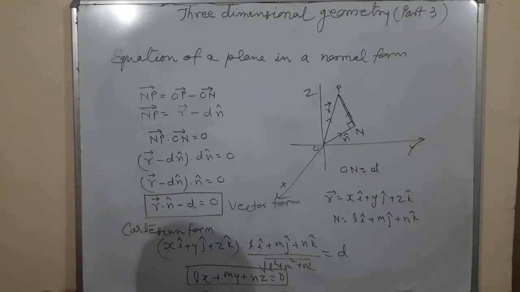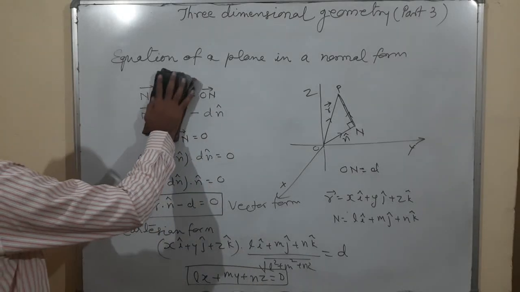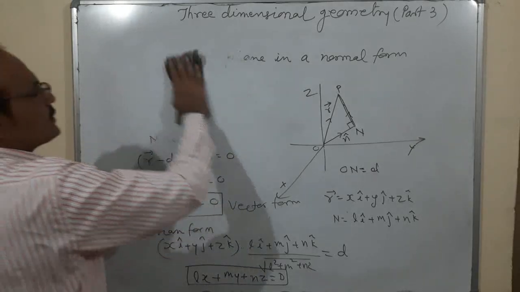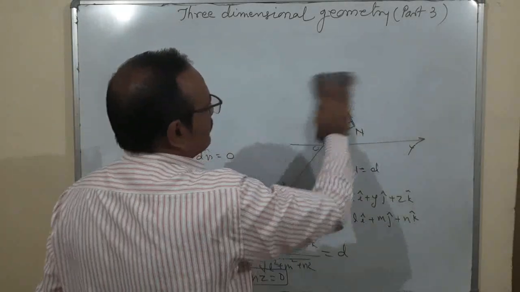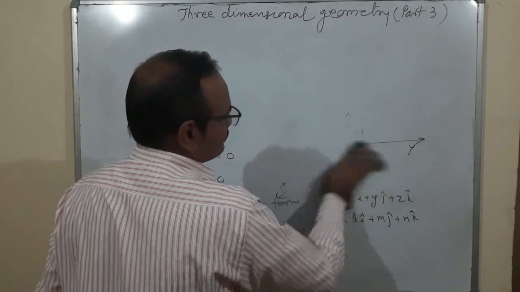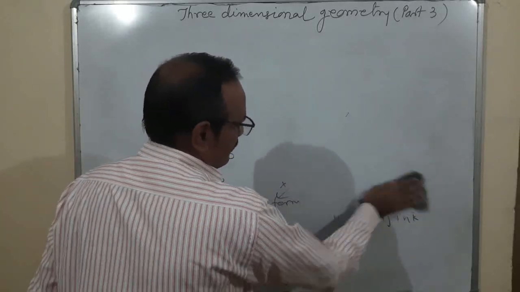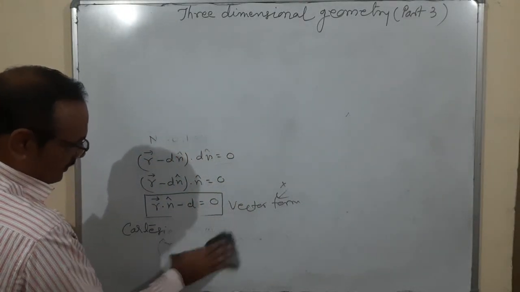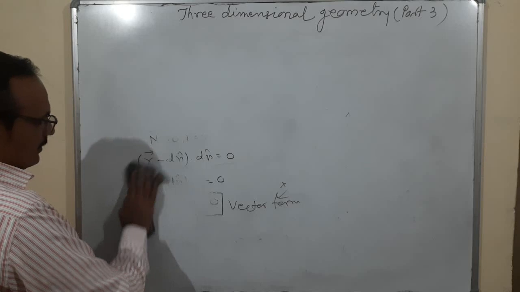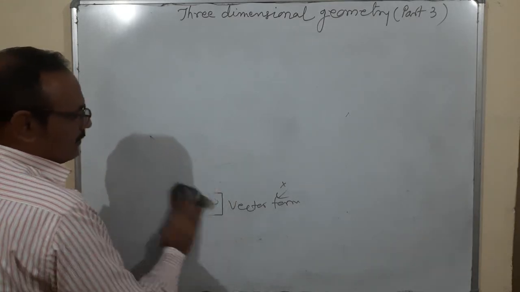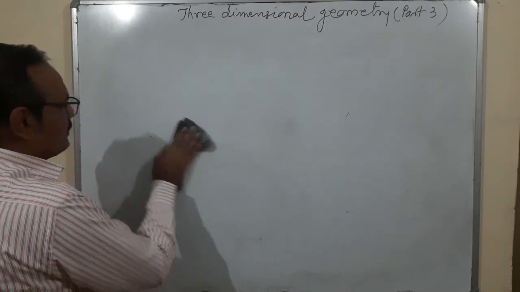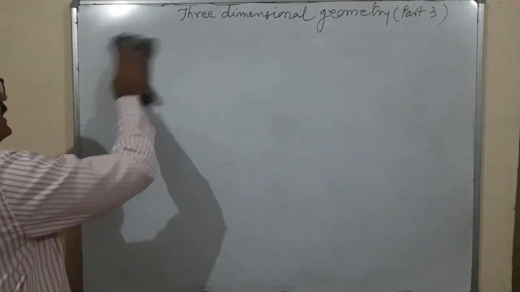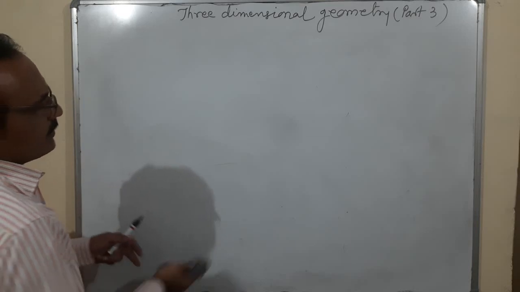After that, we are going to find the equation of the plane passing through one point. What is the meaning of it? Suppose there is a point x1, y1, z1, and we want the equation of the plane passing through that point.